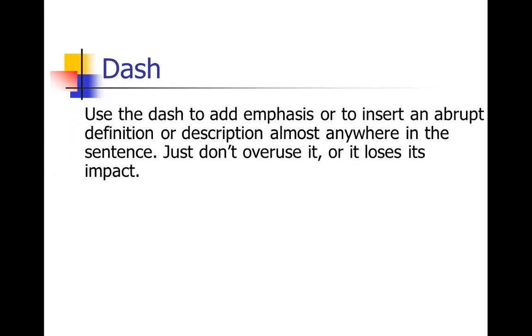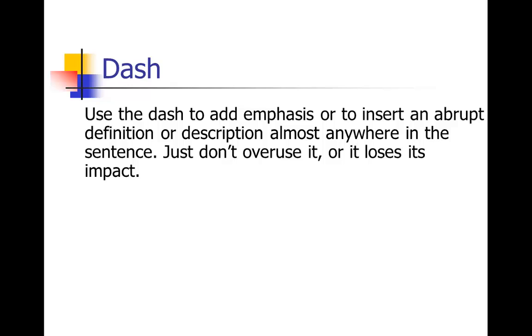All right, I'm going to end here with my favorite punctuation mark, which is the dash. You can use the dash to add emphasis or to insert an abrupt definition or description, and you can really drop anything you want in the middle of the sentence by setting it off with dashes. It's a nifty tool because it's very versatile. If you have an extra little thought or description you want to drop in, you can just insert it and it works very neatly. The reader's okay with that kind of abrupt break, that interruption to the sentence. It's really a cool tool.